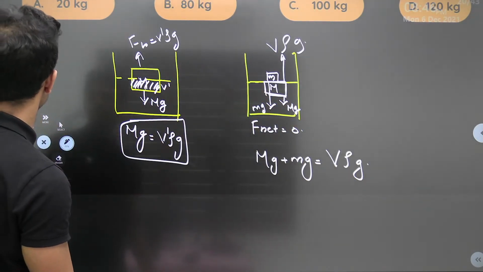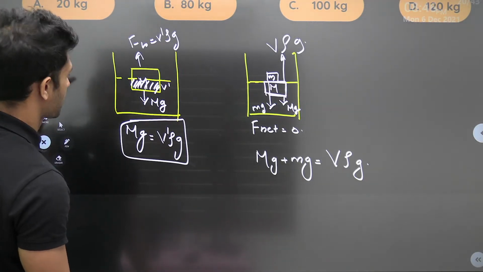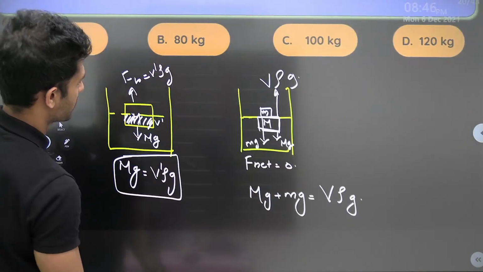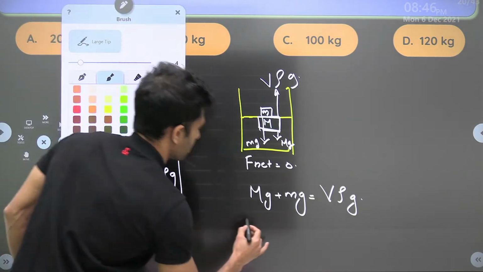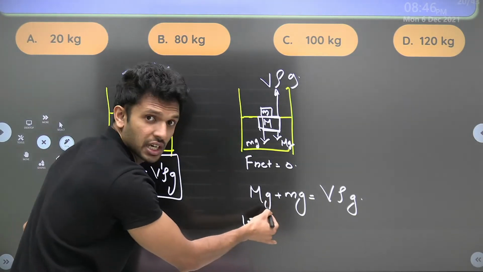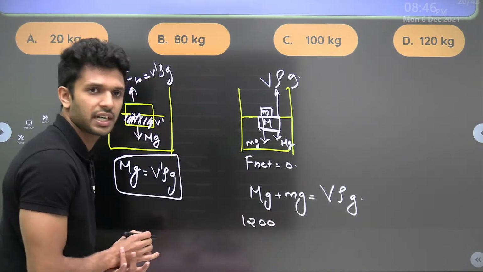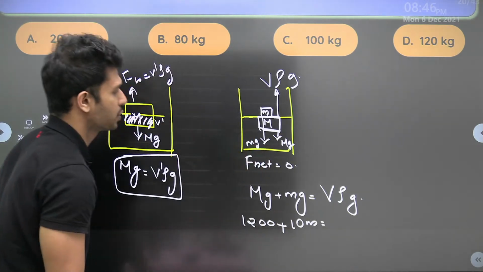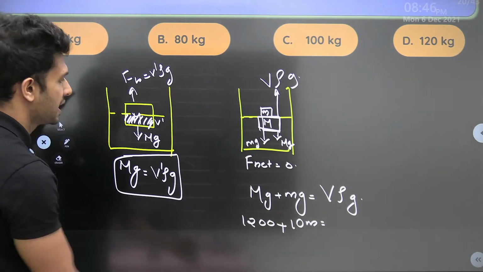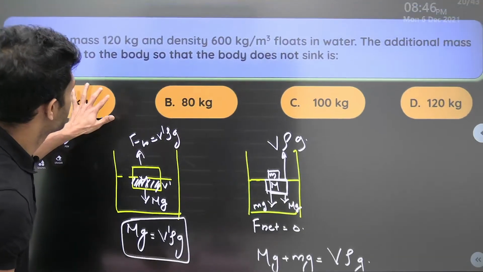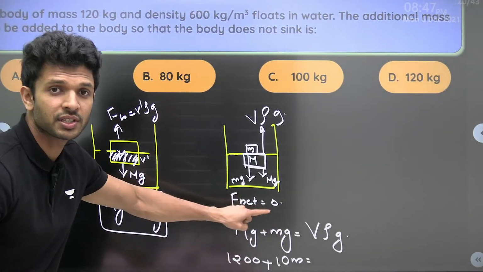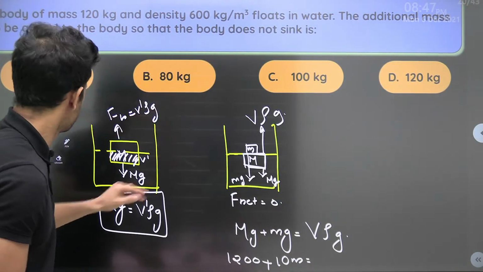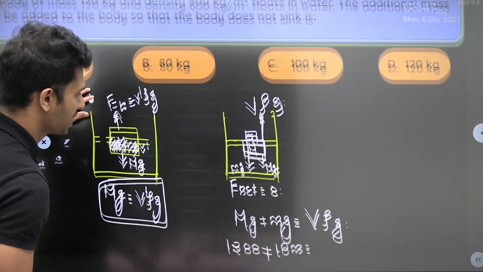Now let us look into the values and get the answer. Mass of the body is 120, so this is 120 into g. What is g? 10. So 1200 it becomes, plus m into g, g is 10, into small m is equal to. Now, the volume of the body is not directly given, but you can find it out. How? Because volume is equal to mass by density. Mass is given as 120, density of the material is given as 600. So just by using that, you can get the answer.